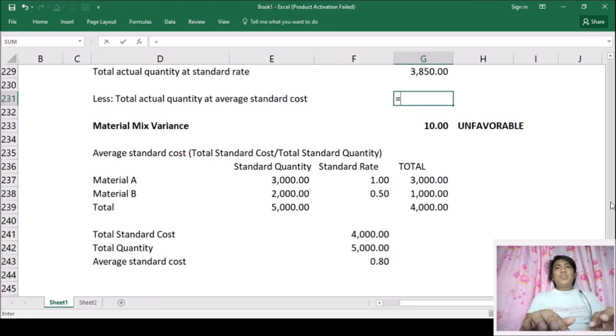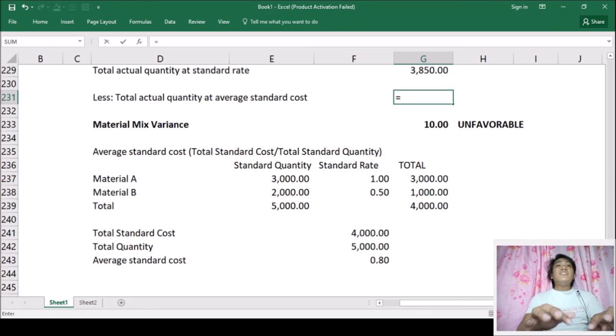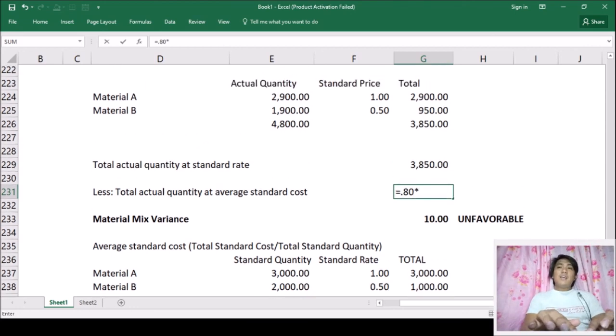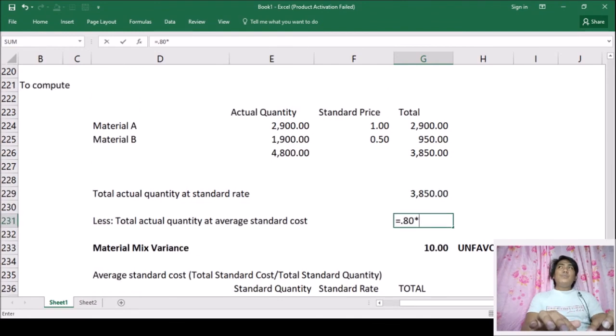Paano po na-compute yung 3,840? From the statement itself, total actual quantity at average standard cost. Nahanap na po natin yung average standard cost na 0.8, i-multiply na lang po natin sa total actual quantity. Paano po malalaman yung total actual quantity? Take note, the actual quantity is the sum of all materials na actually used, which is 2,900 plus 1,900, that is 4,800. So, that is 3,840.